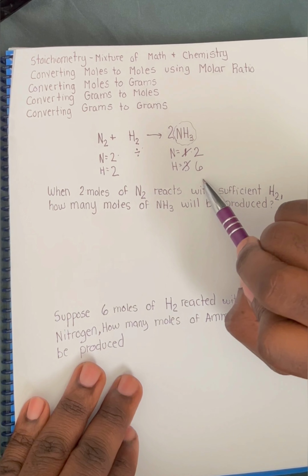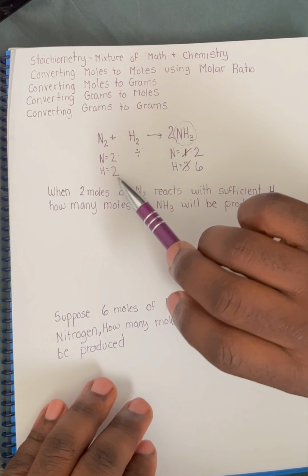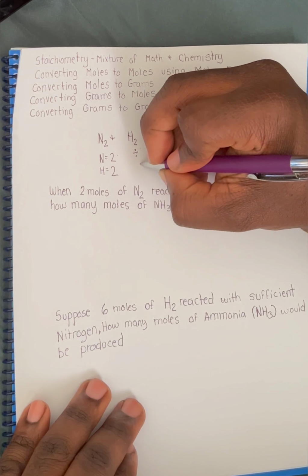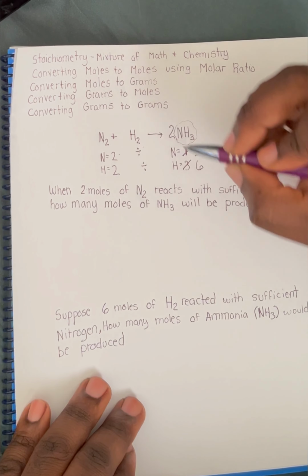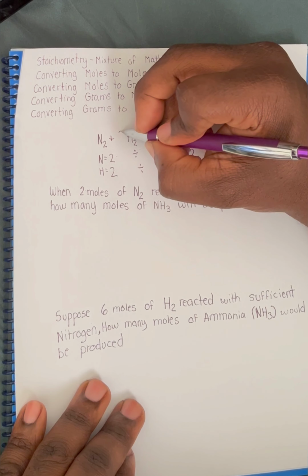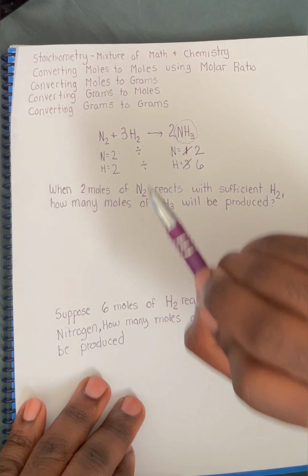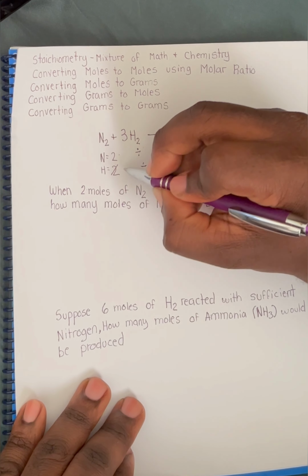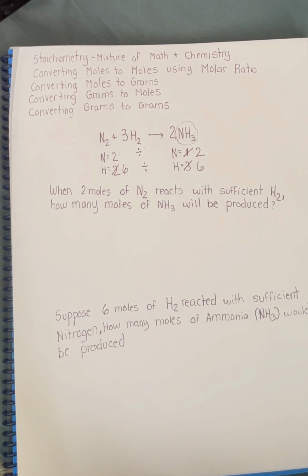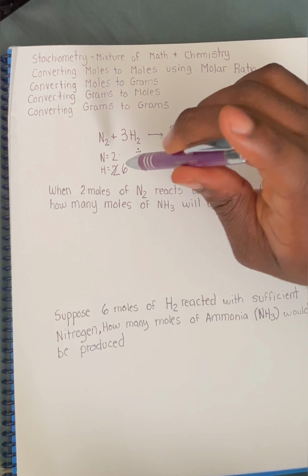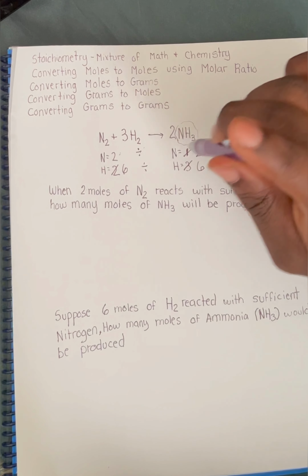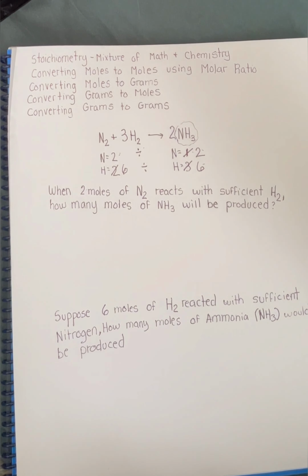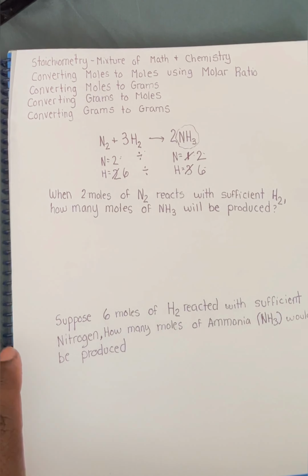So now I have 6 H's on the right side and 2 on the left side. So I could do the same thing. 6 divided by 2 would give me 3. So I'm gonna put a 3 in front of this H2. 3 times H2 would give me 6 H's. So I'm gonna cross that 2 out, make it a 6. So now as you can see, it's balanced. 2 N's on the left, 2 on the right. 6 H's on the left, 6 on the right. Now we can answer the question.